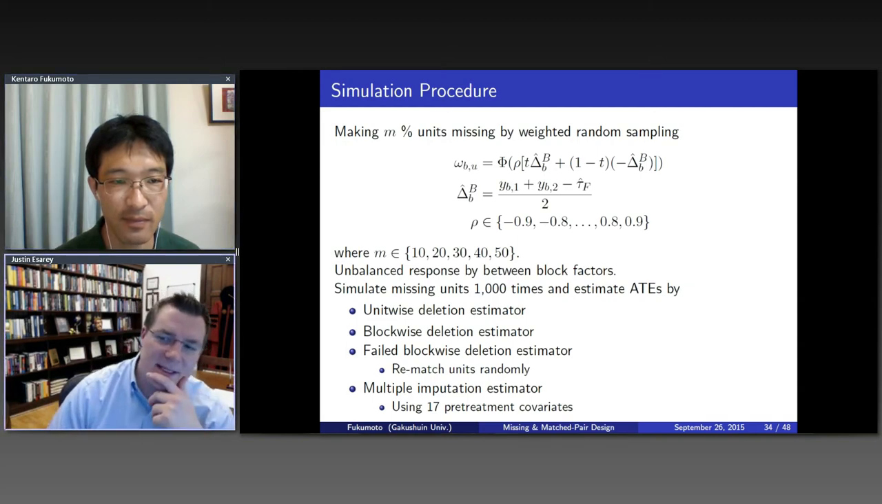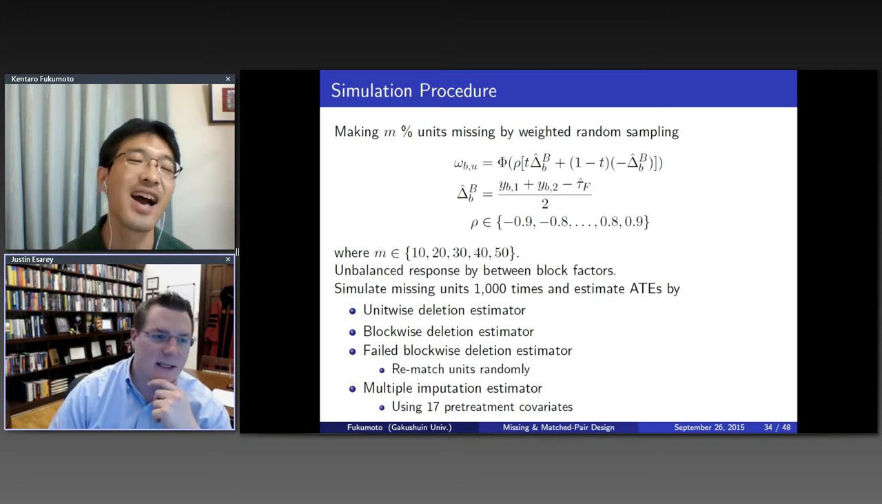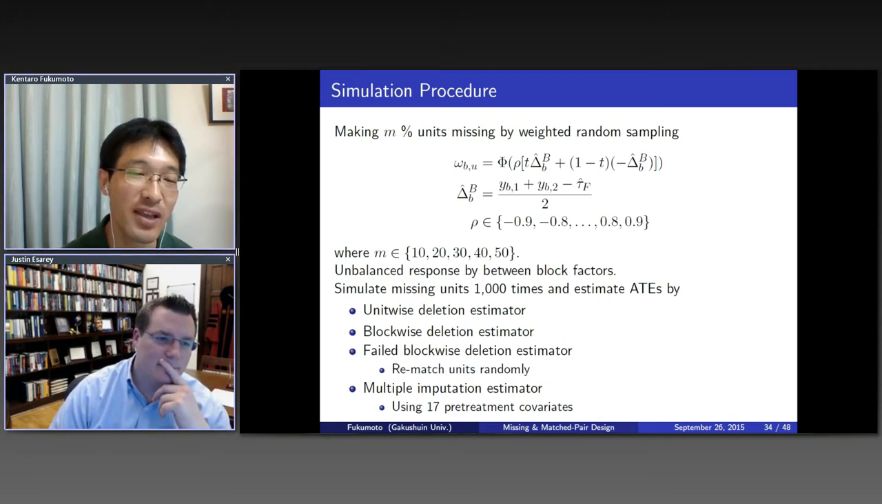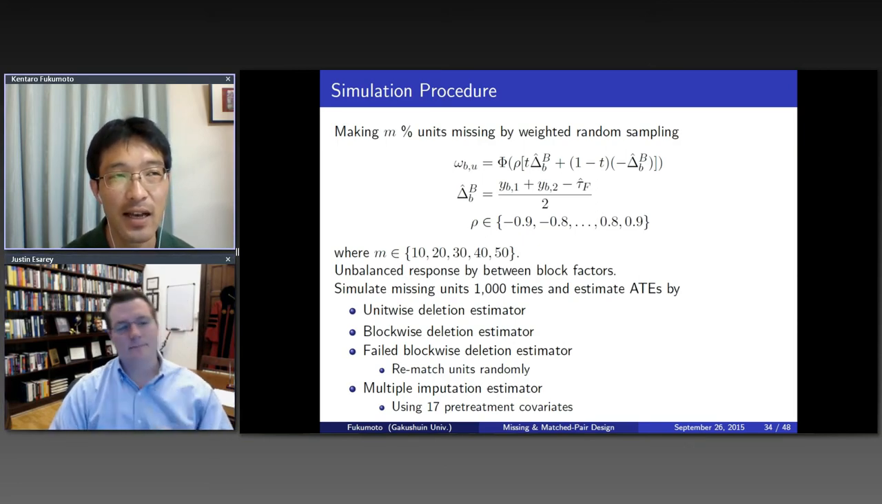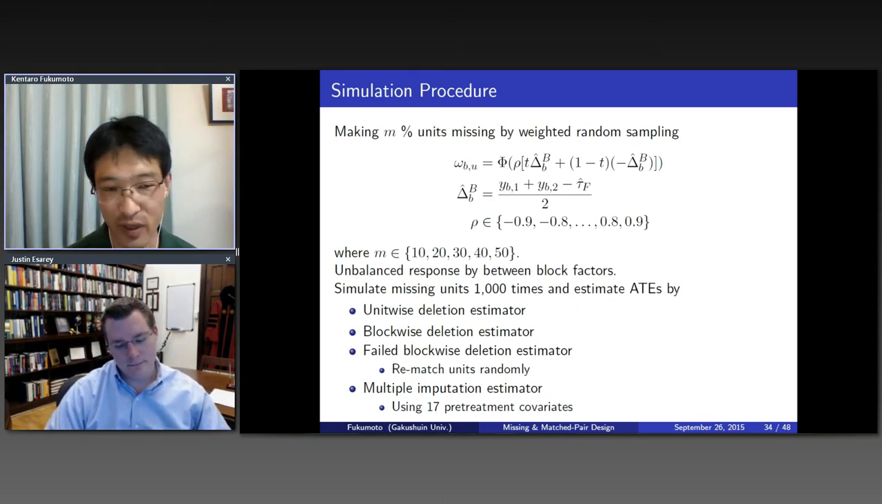I'm curious about that because in observational research, that's the most common scenario, right? You have missingness across all the variables. Yeah, that's right. In that sense, my talk is limited to part of the situation, in particular in the case of observational studies.